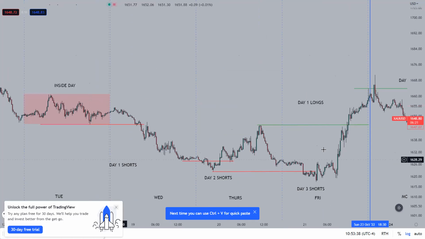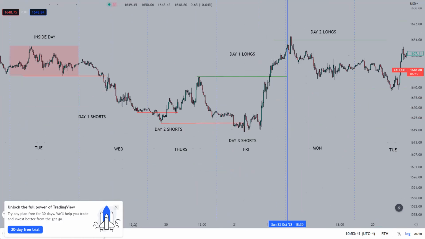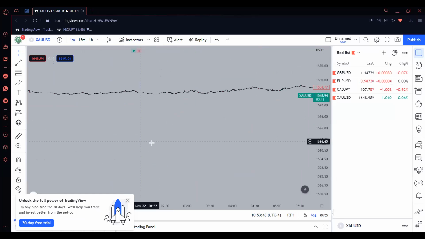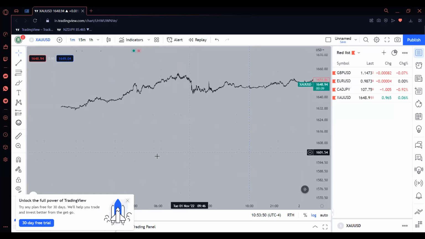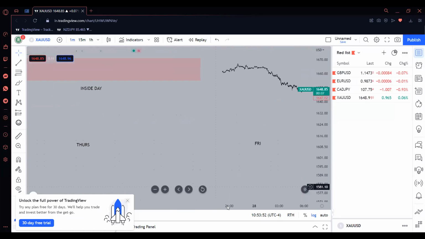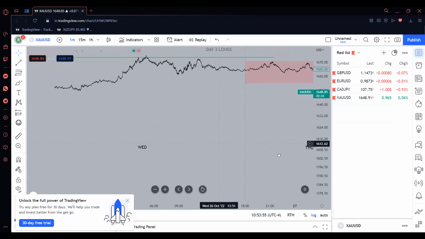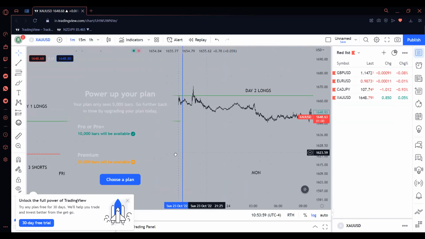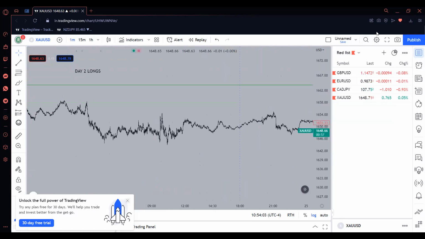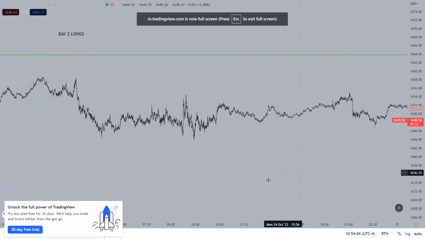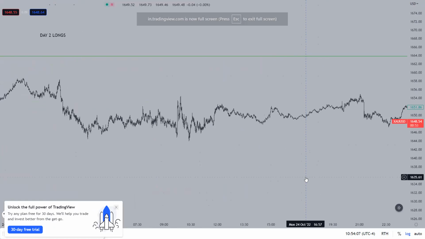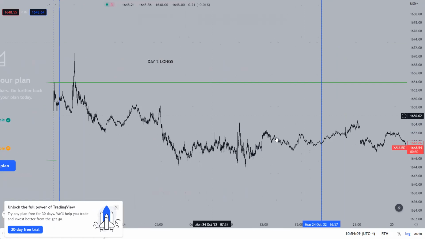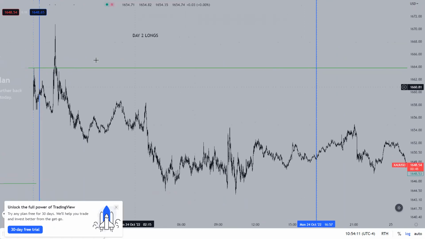So here, okay, let's get back to the 1 minute time frame. Let me see how much data we can see on the 1 minute time frame, how far we can go. Yes, okay, perfect. So now let's say this is our day 2 longs. As I said, these are our day 2 longs.